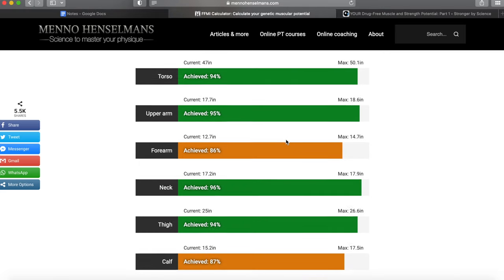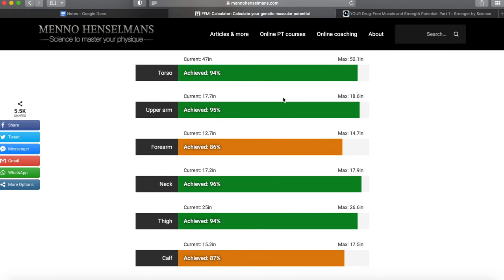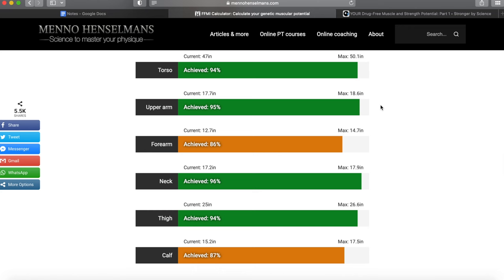So it's saying, for maximums and compared to my current, torso, I've achieved 94% of my total size. It's saying my maximum is 50.1 inches. That's pretty big. It's saying my maximum upper arm size, and I would assume these are at the body fat percentage I set to be desired, so 20%, maximum arm size is 18.6. That's not that wild to me.